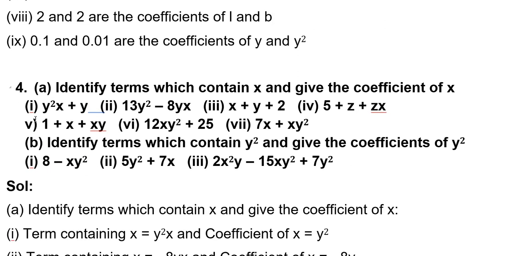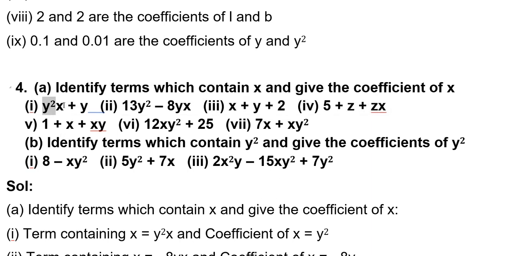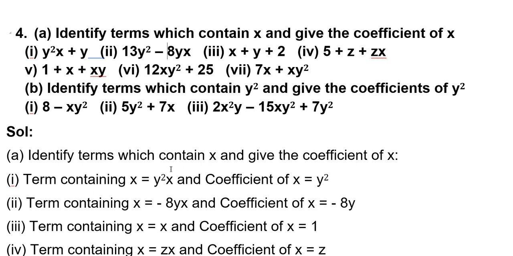Fourth problem. Identify the terms which contain x and give the coefficient of x. Here, first: y square x plus y. This is the term, and the coefficient is what? y square is the coefficient. And second: 3y square minus 8yx. This is the term containing x, 8yx. So the coefficient is 8y.